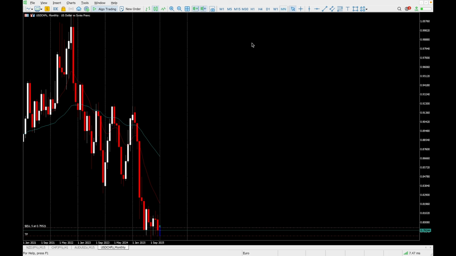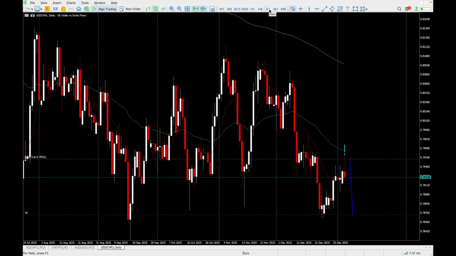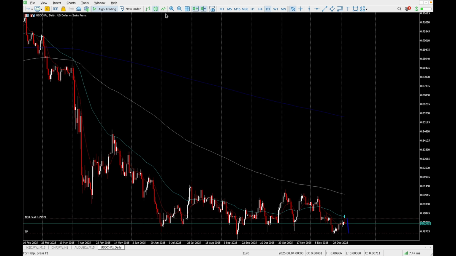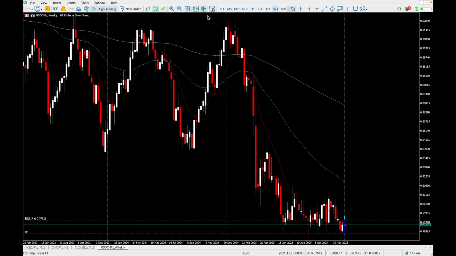This is actually one of the first trades that I've taken this year, so I'm going to be breaking it down for you guys as I always do. Right, so this is USDCHF. Nothing much happening here.